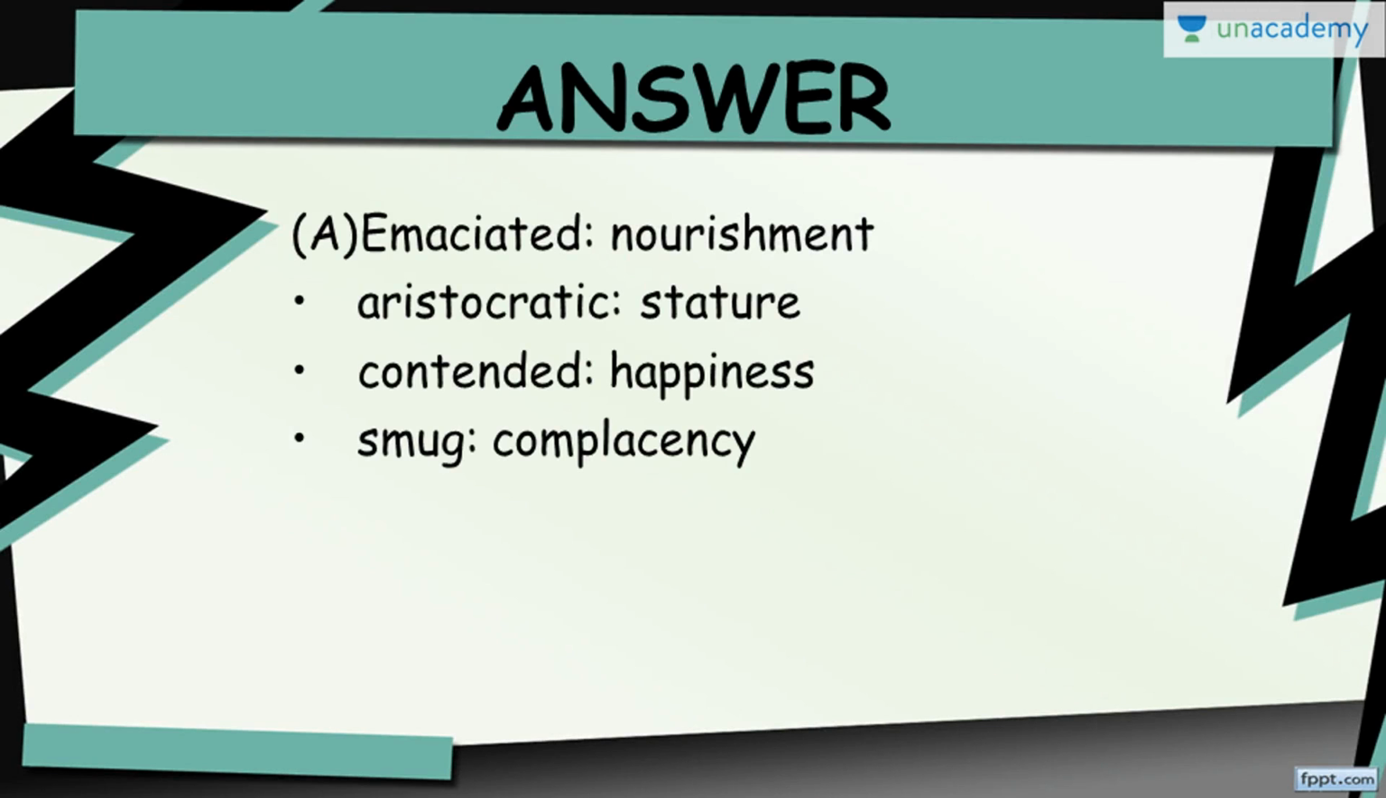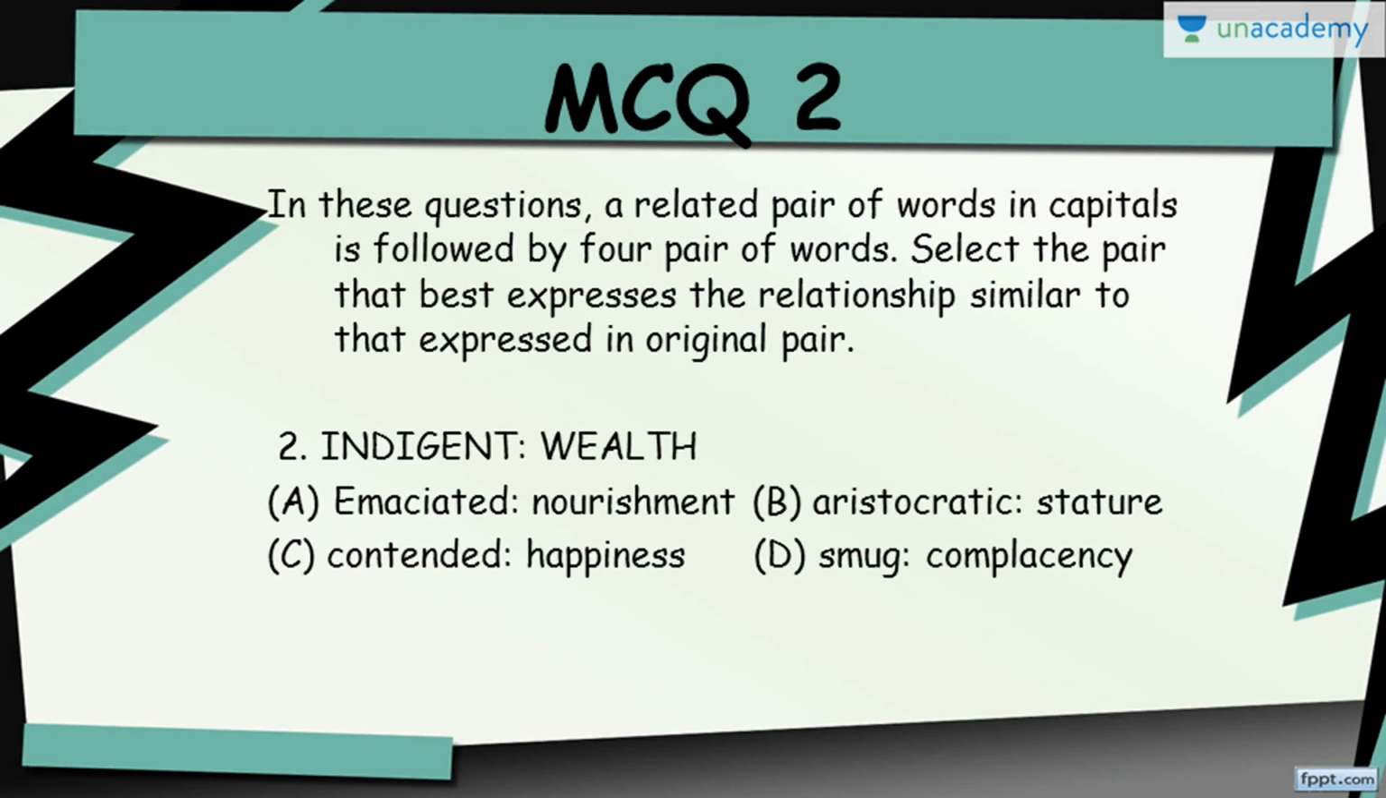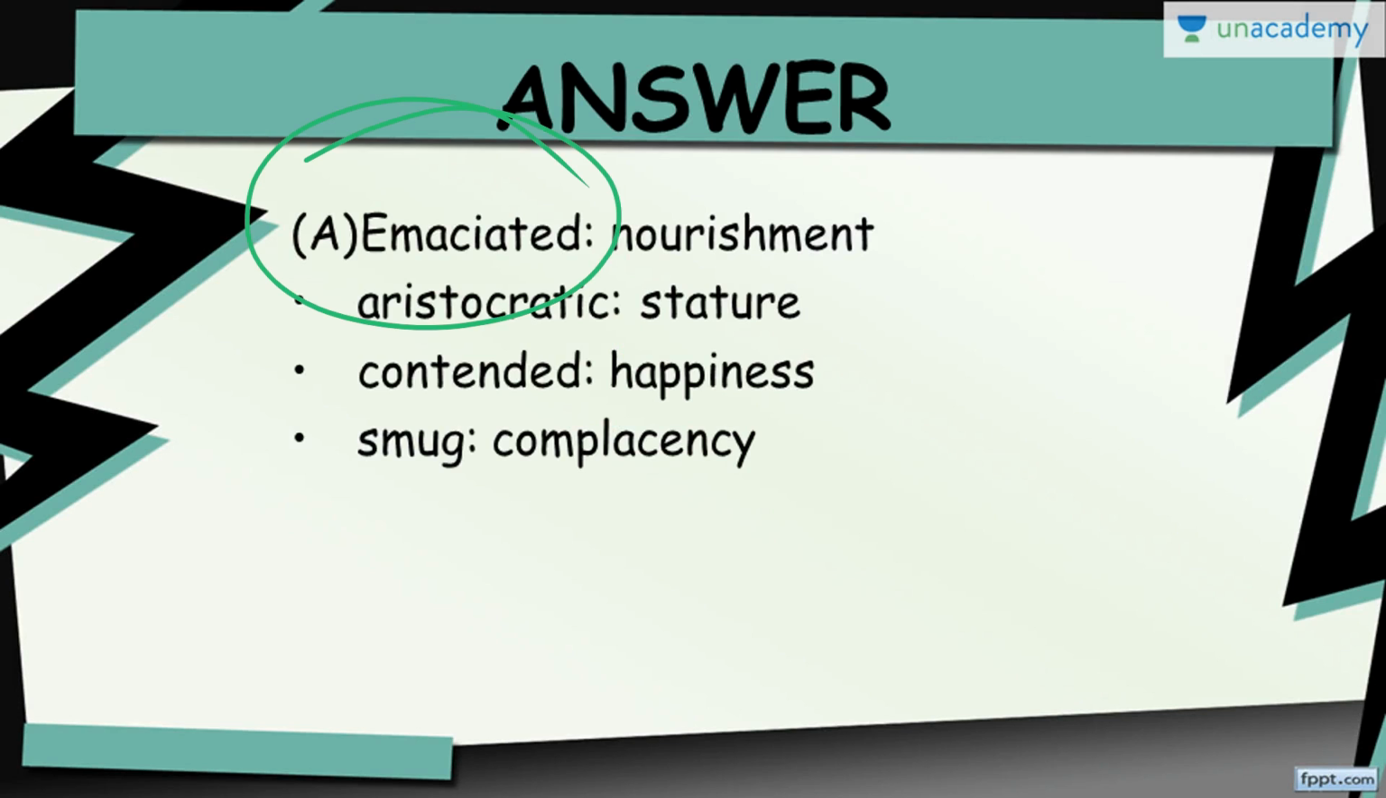So the correct answer to this question is A, emaciated and nourishment. This is because we know that aristocratic is not the one for stature. In this case, we know that emaciated stands for someone who is abnormally thin or weak, especially because of a lack of food. So an emaciated person needs nourishment in the same way that an indigent person needs wealth. Someone who's needy, he needs wealth. Similarly, someone who is emaciated, who doesn't have food, he needs nourishment.